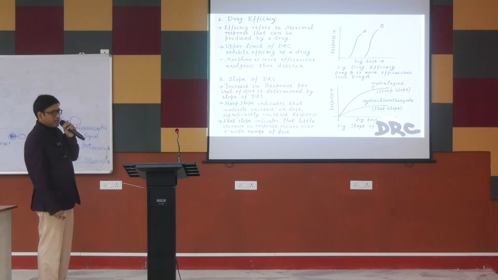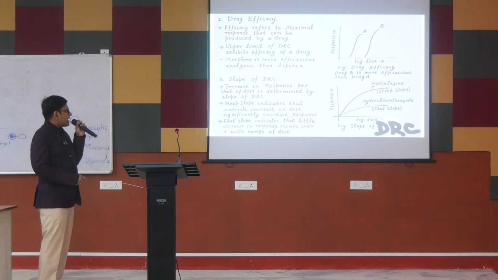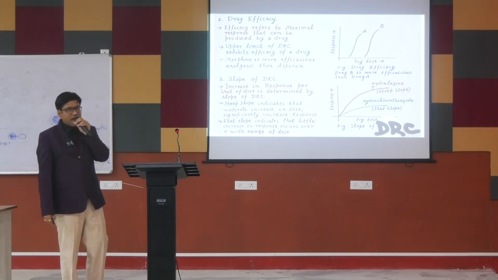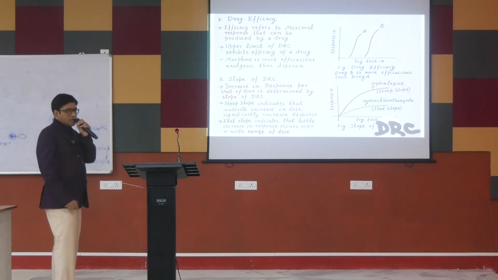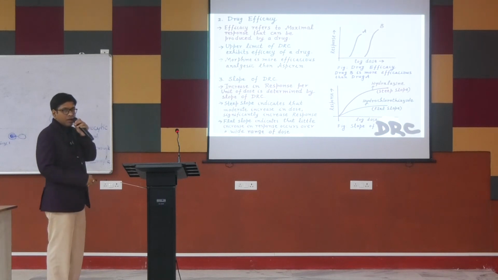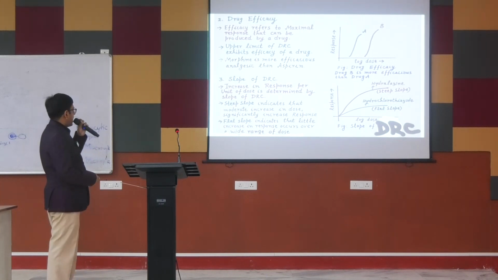What does that mean? This means that for this drug, when you increase the dose slightly, there is a lot of increase in response. But for the lower one, when you increase the dose slightly, there is only a slight increase in response. So, a steeper slope of the dose response curve indicates that a small change in dose can have a lot of clinical effect. That idea we can get from the dose response curve.